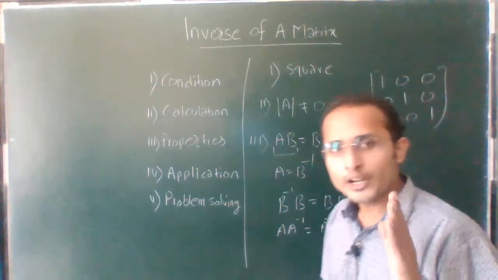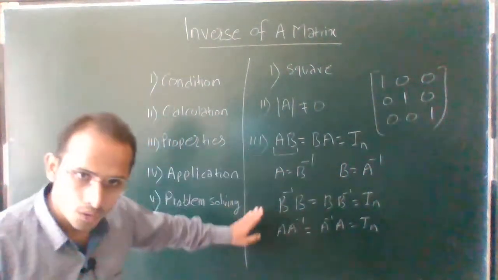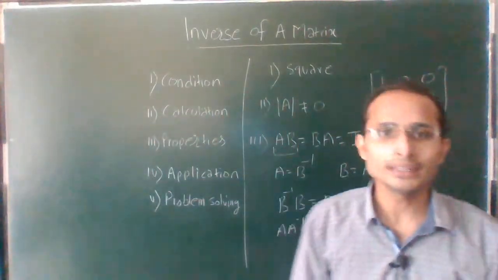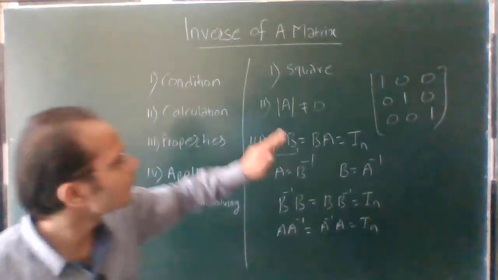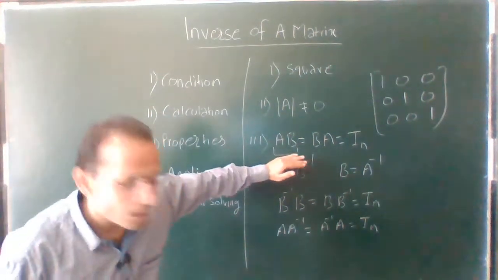So if A and B are inverses of each other, then they will follow these conditions. The first one is that it must be a square matrix. The second one, it must be a non-singular matrix, that is, its determinant value must not be equal to 0. And the third one, it should satisfy this.